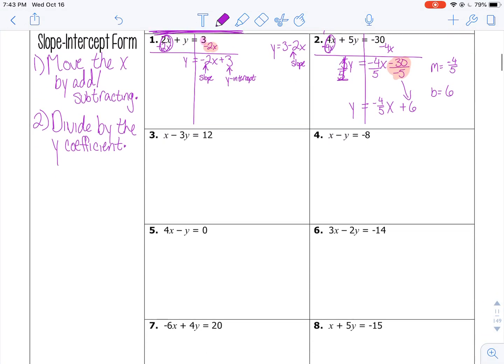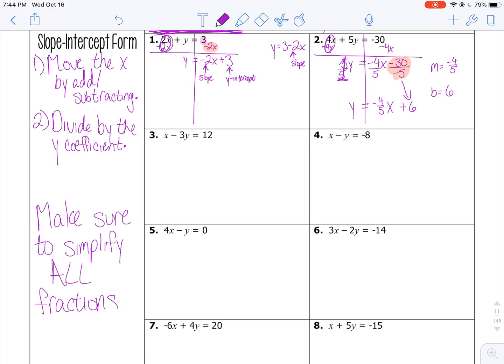Something that I want to make sure that we talk about: I want to make sure to simplify all of my fractions. That's any fraction, not just the fractions that come out to a perfect whole number like negative 30 divided by negative 5, but any fraction. If I get 2 over 8, I have to turn it into 1 over 4. If I get 5 over 15, I have to turn it into 1/3.